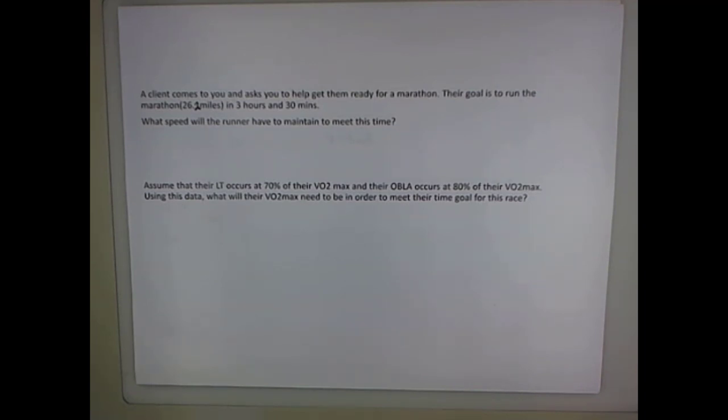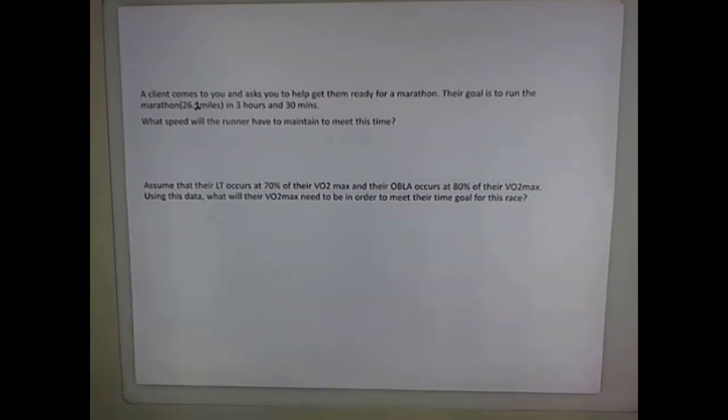Our next question, I think, is a relatively good example of another applied question. I'll read the question: a client comes to you and asks you to help them get ready for a marathon. Their goal is to run the marathon, which is 26.2 miles, in 3 hours and 30 minutes. Basically, we need to get to their training and understand what they need to do.